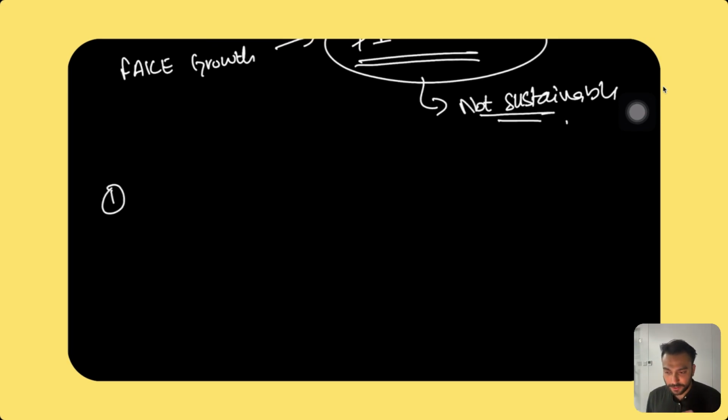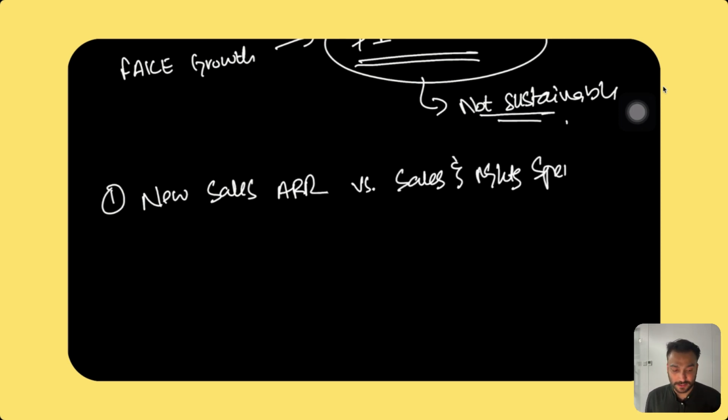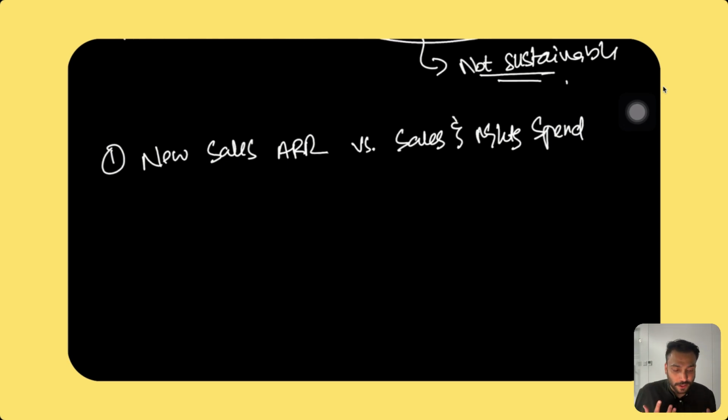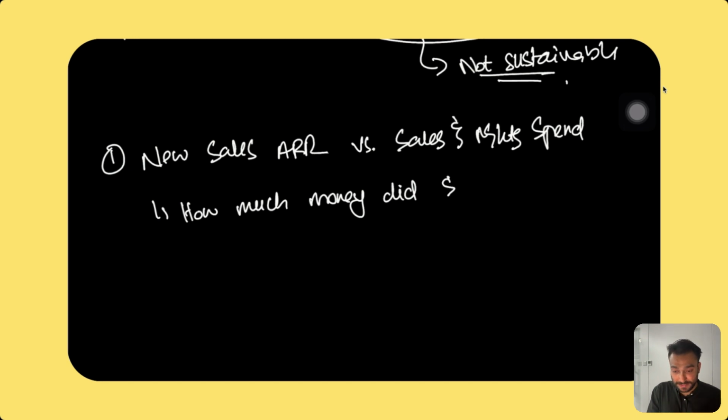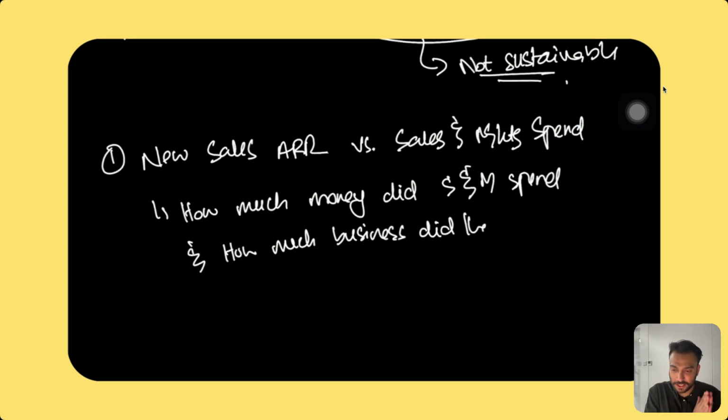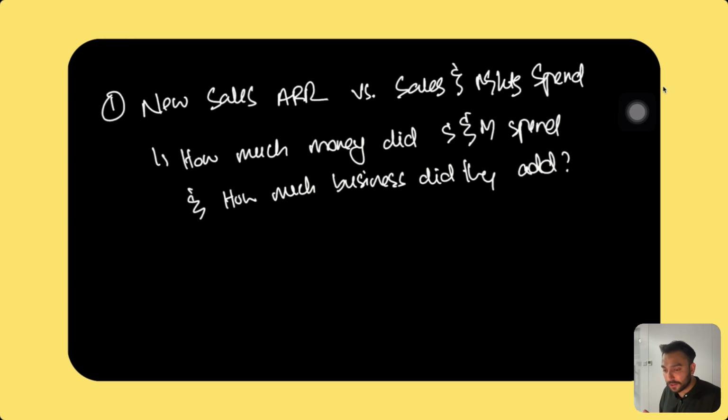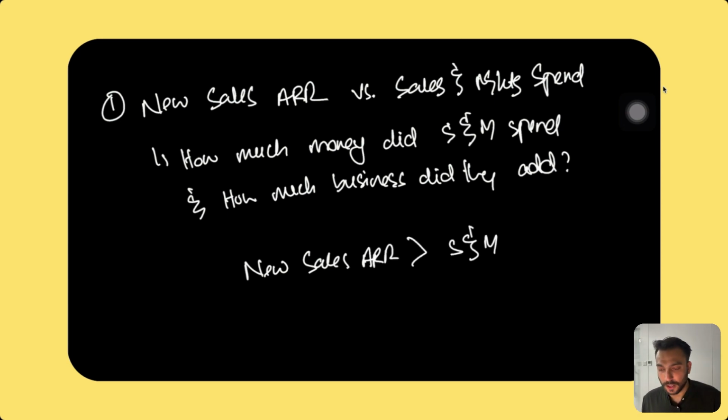So the number one metric that we measure is net new annual recurring revenue versus sales and marketing expenses, which basically means how much did sales and marketing spend and how much business did they bring in. Which basically means that at the end of the day, new sales annual recurring revenue should be greater than sales and marketing spend. Something that you really have to take into account.